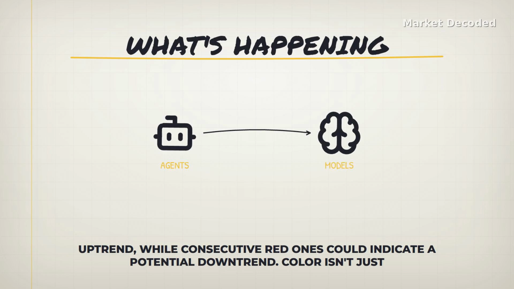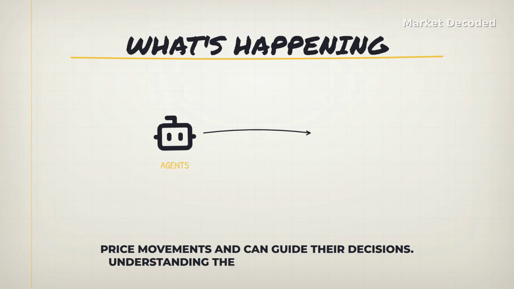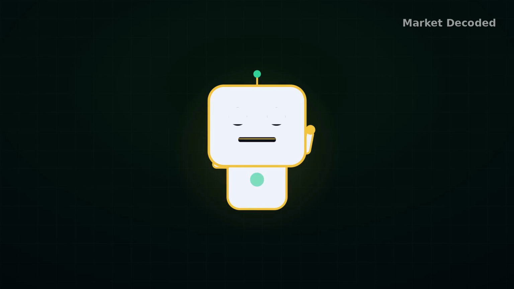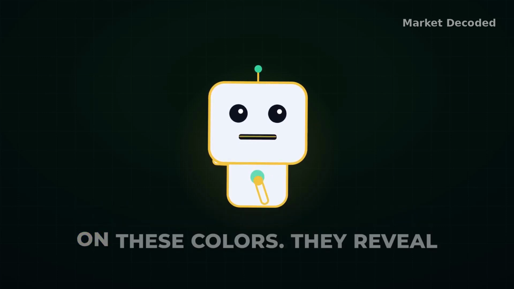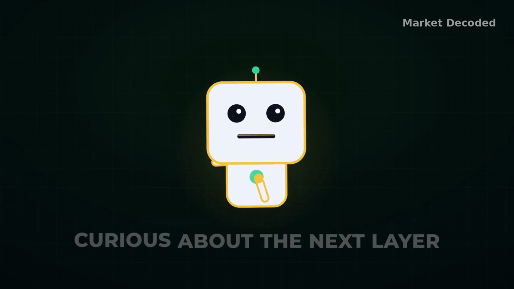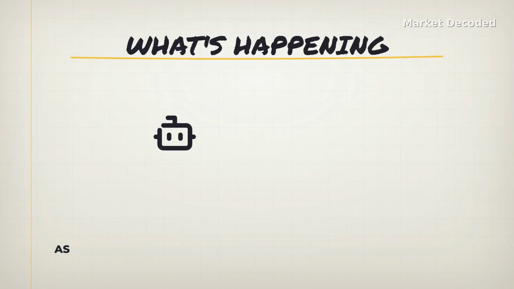Color isn't just a decorative element. It's a clear signal of how traders perceive price movements and can guide their decisions. Understanding the significance of candlestick colors helps you read the market more intuitively. As you dive deeper into candlestick charts, keep an eye on these colors. They reveal the heartbeat of market sentiment. Curious about the next layer of candlestick charts? Stick around as we uncover patterns that traders watch for.